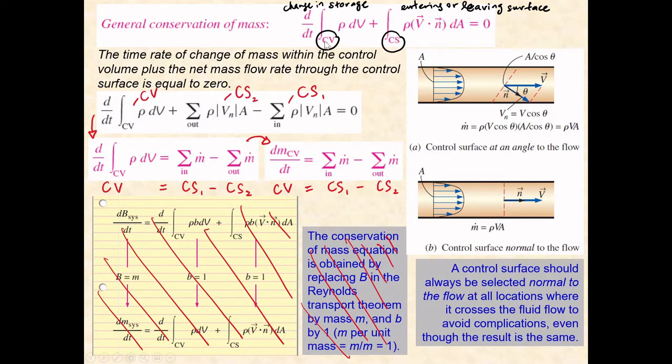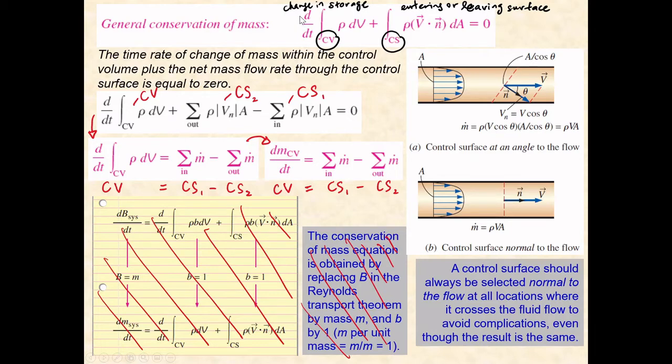You have a control volume and then a control surface. Right, and then we equal these two, you get equals to 0. This is the general conservation of mass. So this equation can be rearranged. You can move the second term from the left to the right, and then you just put a minus sign on the front.